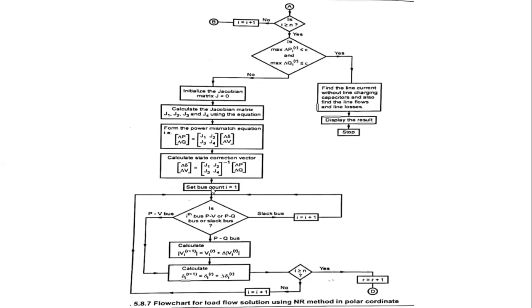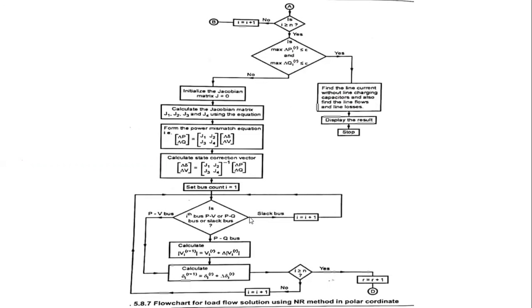Next, set the iteration count. If it is satisfied, then check whether it is a PV bus or a PQ bus. If it is the slack bus, then I equal to I plus 1. In the previous case, if it was the slack bus, then I is equal to I minus 1. In the present case, if it is the slack bus, then we set I equal to I plus 1. If it is a PQ bus, then check this condition, that is Vi of R plus 1 equal to Vi of R plus delta Vi of R.